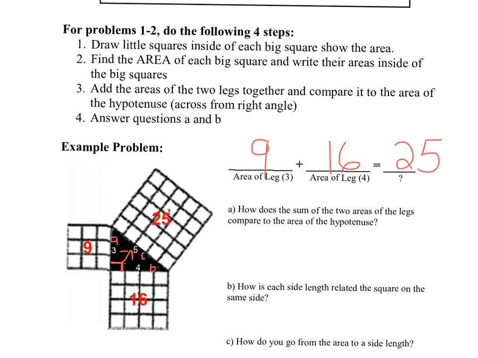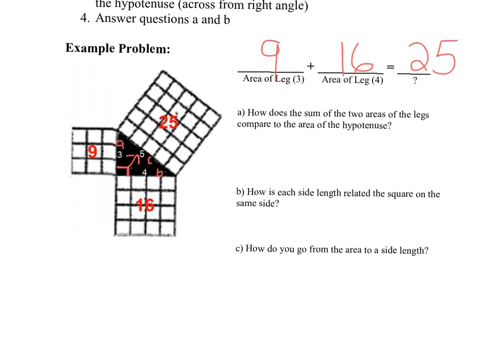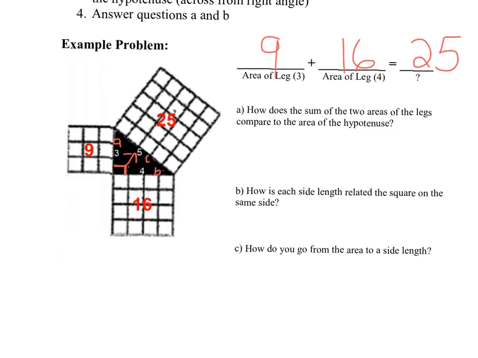And now I'm supposed to answer the questions. It says, how does the sum of the 2 areas, so sum meaning I added them, of the legs compare to the area of the hypotenuse? So what it's asking is, how does this number 25 that we just wrote down compare to the number inside this large square over here, 25? So I'm going to write that they are equal. So when I added the 2 small squares, it was equal to the area of the hypotenuse.